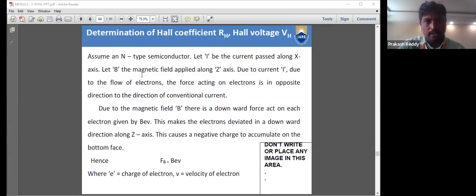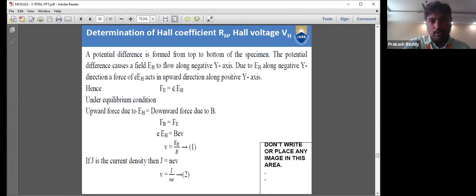Hall effect definition and the derivation part also. To derive the equation for Hall voltage and Hall electric field, I'm going to take into consideration the forces acting on the electrons. Right? What are the forces acting on the electron? Due to the magnetic field, some force is exerted on the electrons, and due to the electric field also, some force is exerted on the electrons. So I'm taking the two forces, magnetic force B e v and electric force e E_H.